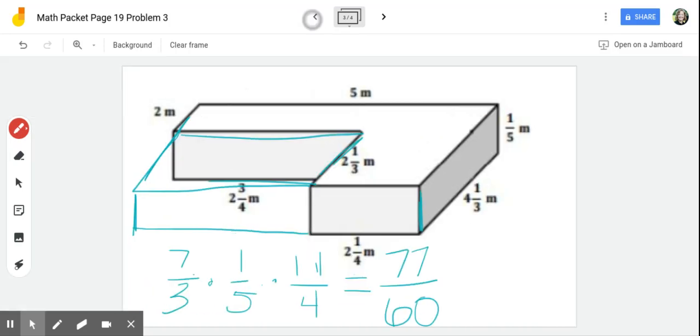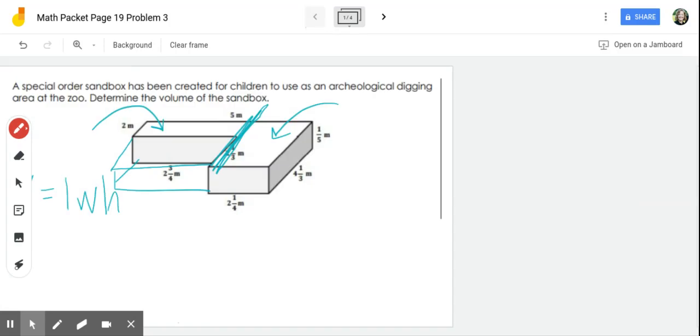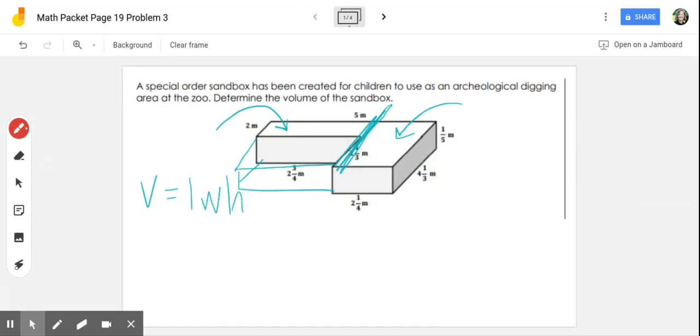But remember, you could go back and you could find the volume of this right here and add it to this. Or you could find the volume of this and add it to this. I guarantee you're going to get the same thing. Math is cool because there's more than one way to do something. And that's something that I really appreciate about math. Always more than one way to look at a problem.